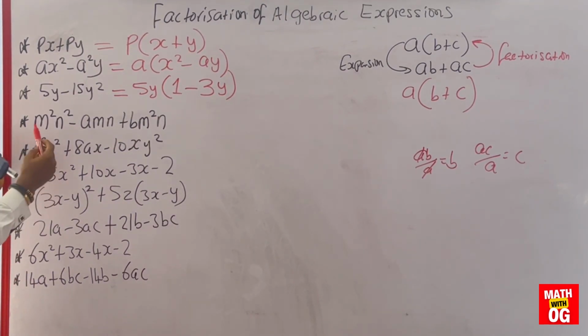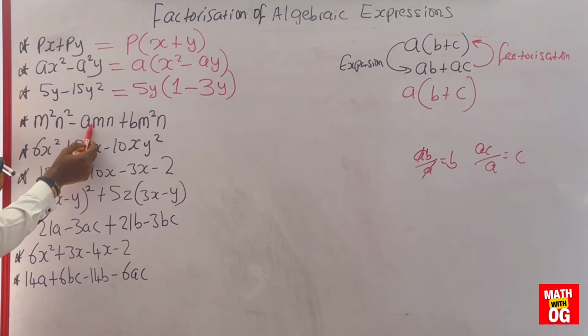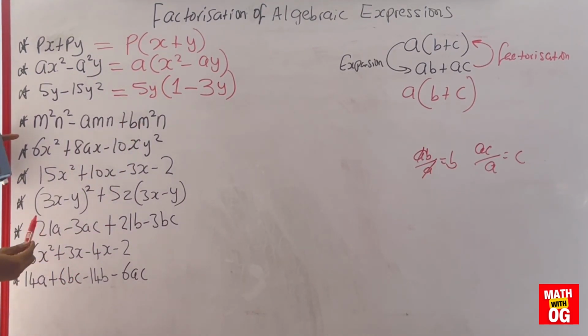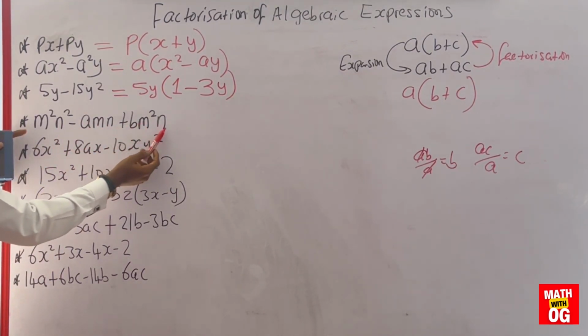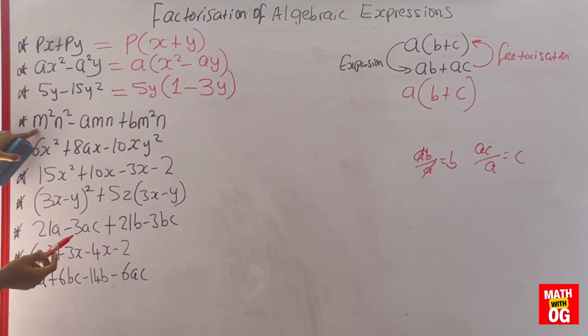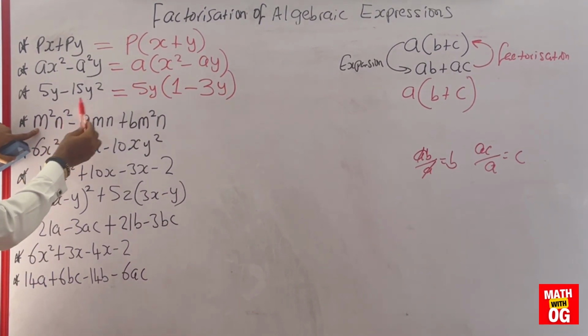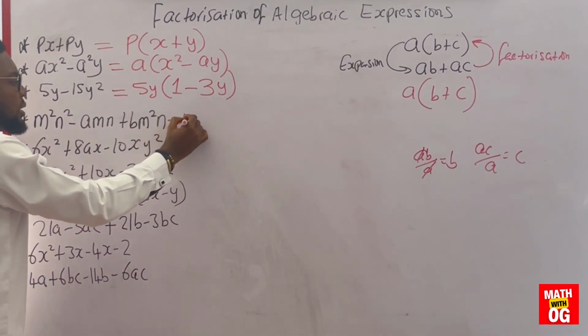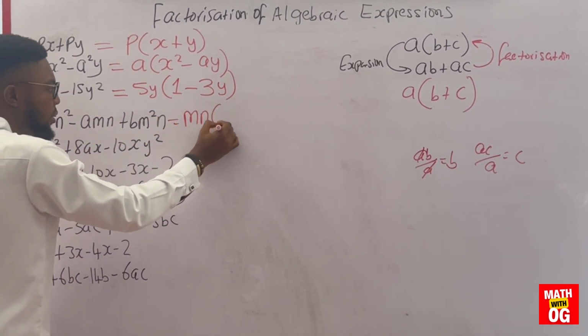Now, what is the HCF of m squared n squared, negative amn, and positive bm squared n? I can see that m is common to all of them. Also, n is common to all of them. m squared is not common to all of them because you can find m squared here and here, but no m squared there. What is common to all of them is simply m and n. So my answer here will be mn, that's the HCF.